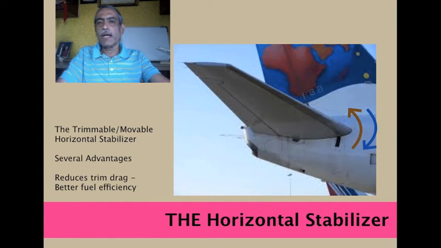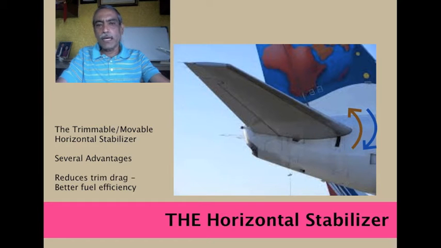The first one I want to introduce you to is the movable horizontal stabilizer. In most modern aircraft, this horizontal stabilizer is a movable stabilizer. It is operated electrically from the control column by pressing a switch. It goes in the up and downward motion as shown here.